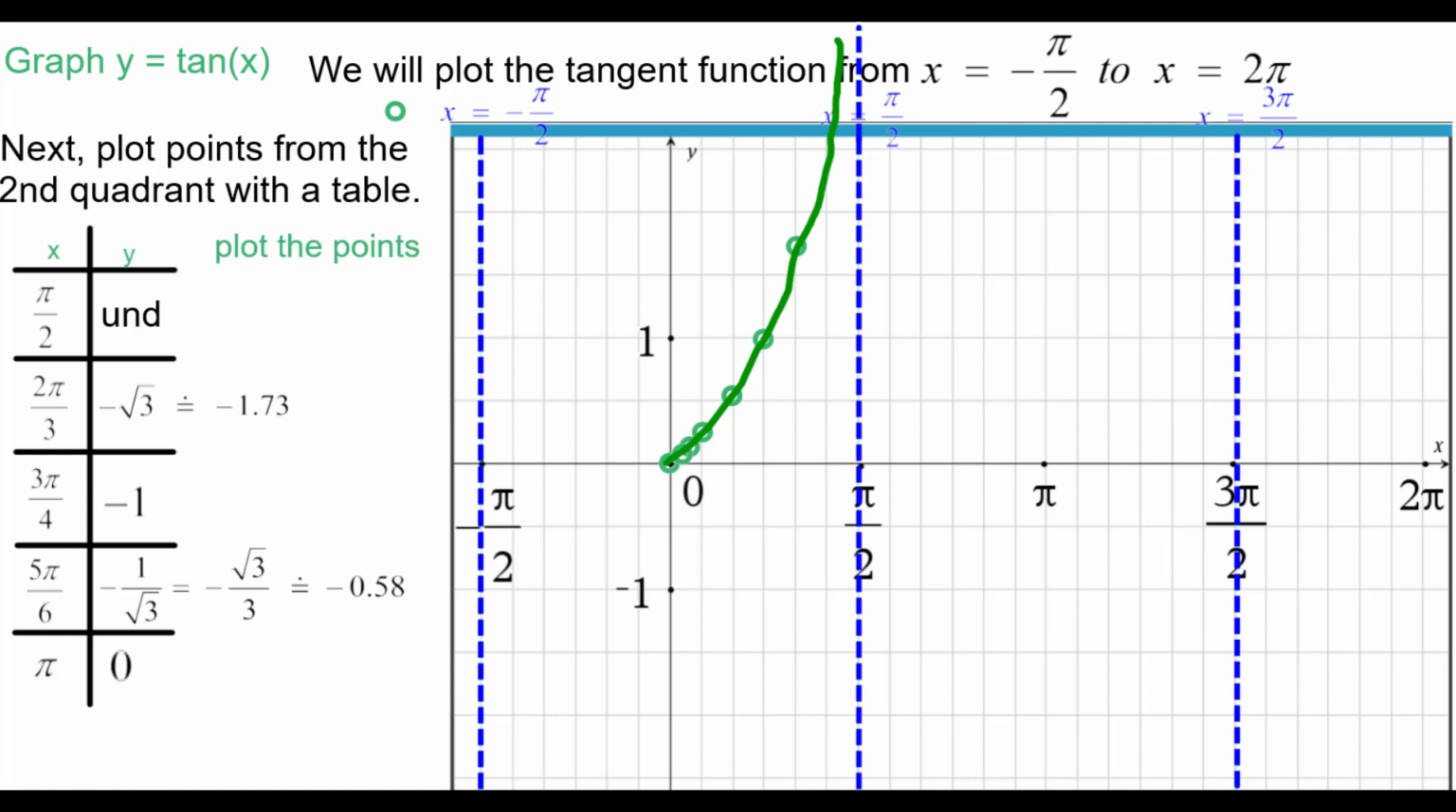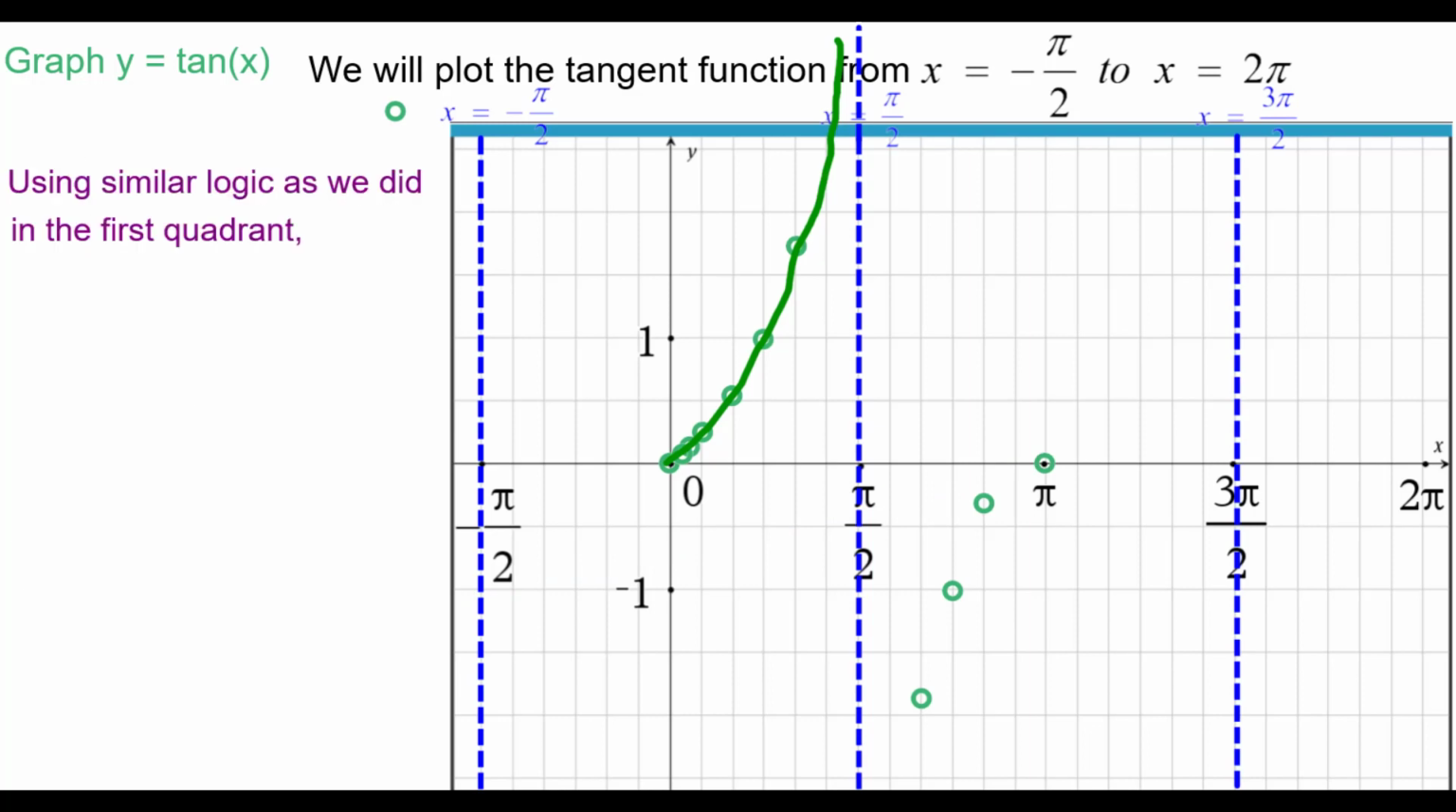Plot the points. Pi over 2, it's undefined, but at 2 pi over 3, which would be 8 pi over 12, down to about negative 1 3/4. At 3 pi over 4, 9 pi over 12, it's negative 1 exactly. At 10 pi over 12, it's about negative 0.6. And at pi, it is exactly 0. So using similar logic as we did in the first quadrant, we're going to go ahead and connect the points. And it's going to be a very similar looking curve, except it's going to go down to the left like this instead of up to the right.